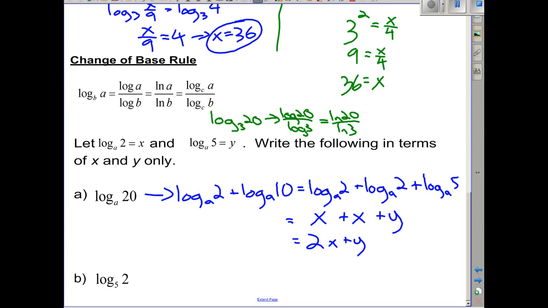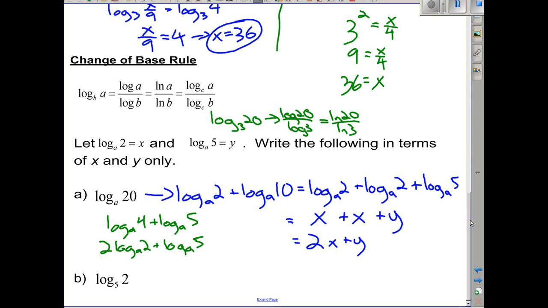And there'd be a lot of different ways that you could get there. You could have split it to start with as log base a of 4, plus log base a of 5. Said 4 is 2 to the power of 2, so this is really 2 times log base a of 2 plus log base a of 5. Still going to get you to 2x plus y.